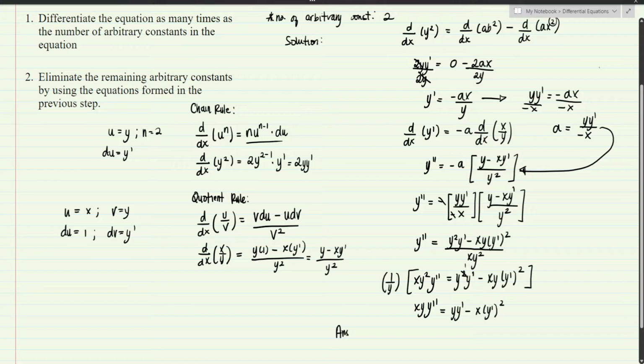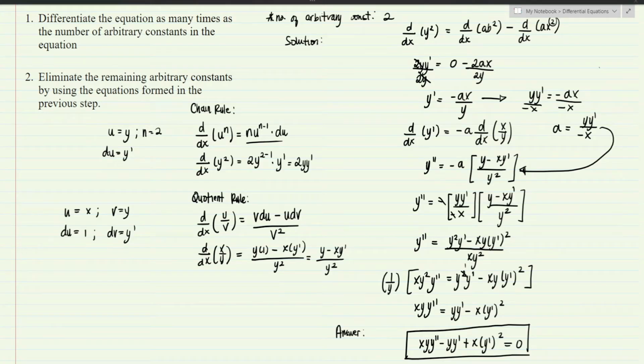So the final answer here is, I will need to transpose all of the terms on one side of the equation. So the final answer here is xy y double prime minus y prime plus x y prime squared equals 0. So we now have a differential equation free from arbitrary constants.